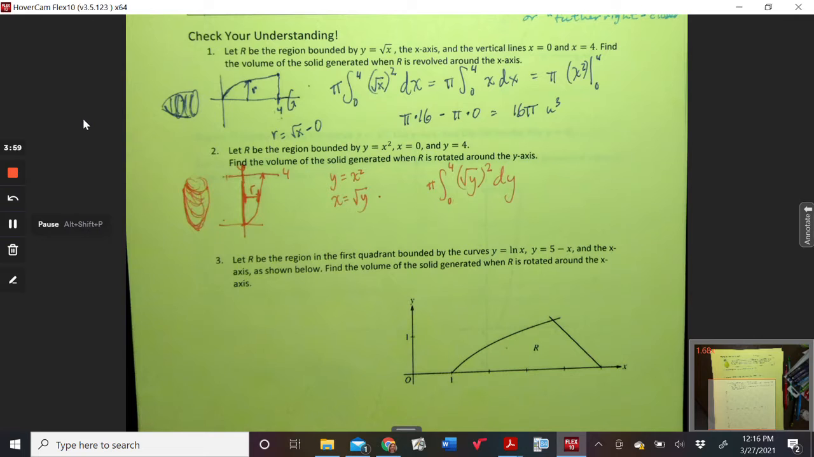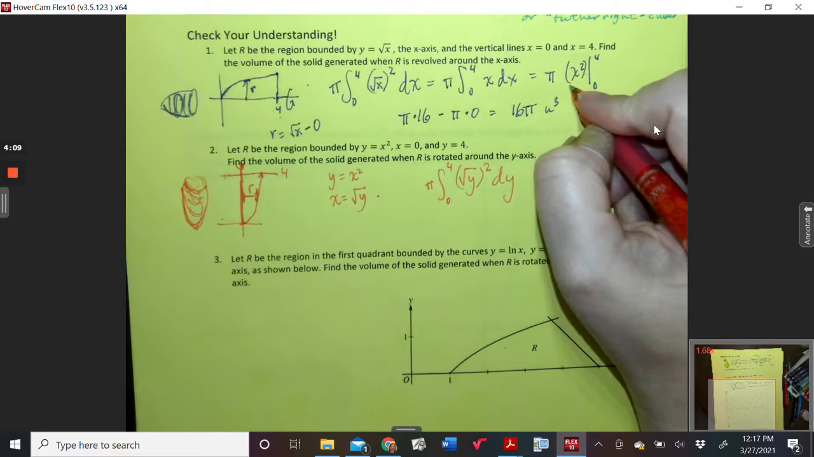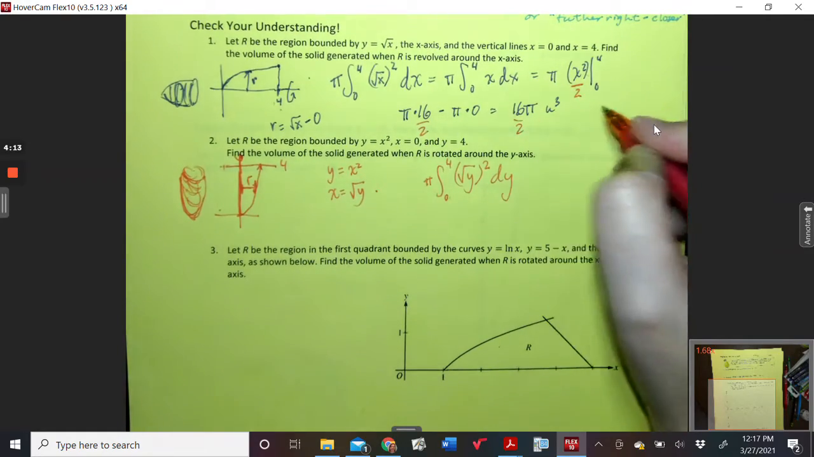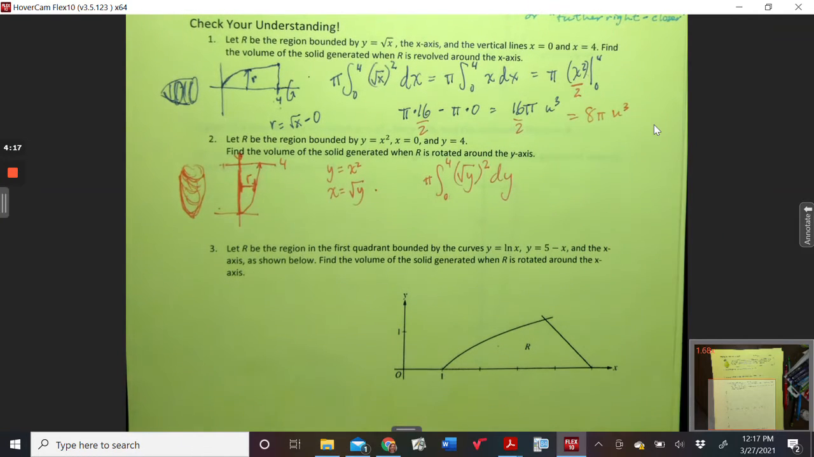So as I was thinking, I looked back at this one because I'm like, oh, they're going to be the same. And they're not. I apologize for that. I mean, they are the same, but I got this one wrong. When I did the antiderivative here, I forgot to divide by 2. So my answer is actually 8 pi. Okay.